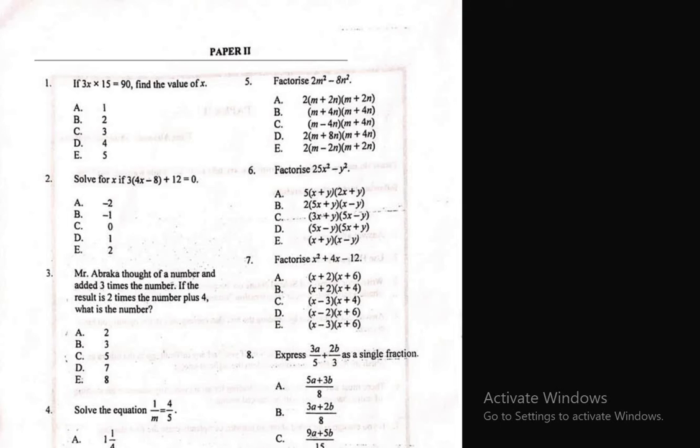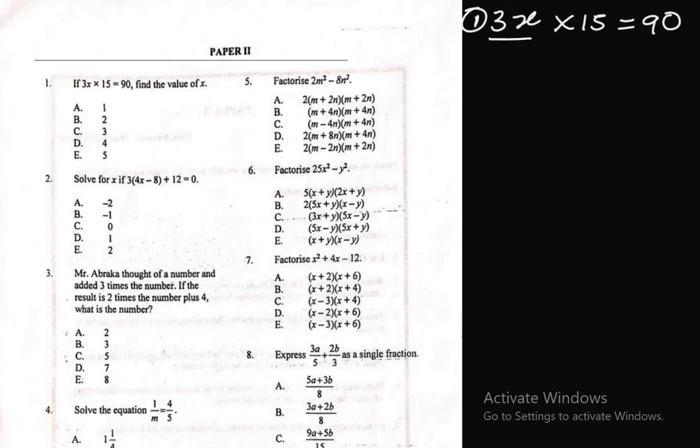Without wasting time, Paper 2, Mathematics, let's look at the first question. In case you are using a smartphone and it's not clear, I'm going to be writing out the questions as I solve. So question number 1 says, if 3x times 15 is equal to 90, find the value of x.